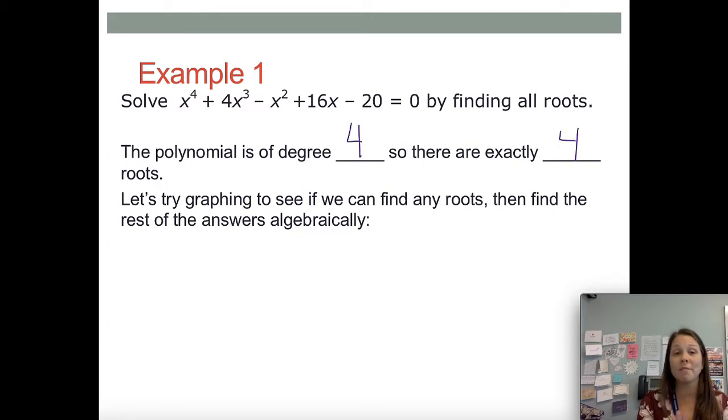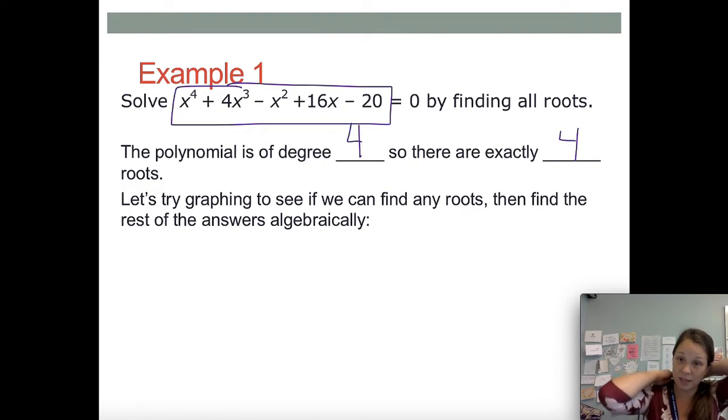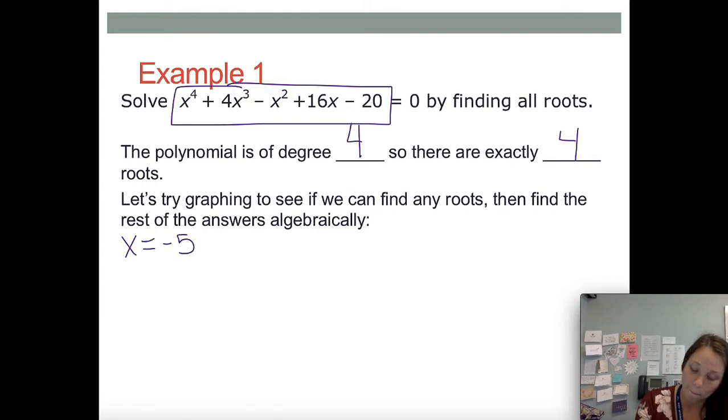If you type this into the y equals of a graphing calculator or use Desmos, we're going to be able to calculate some of the roots, but then we're going to have to find the rest algebraically. So when you graph this and you calculate its zeros, you're going to find that we have zeros at x equals -5 and 1.